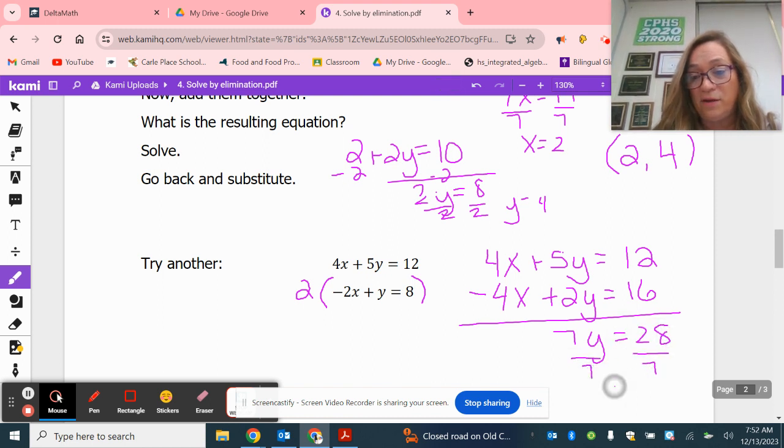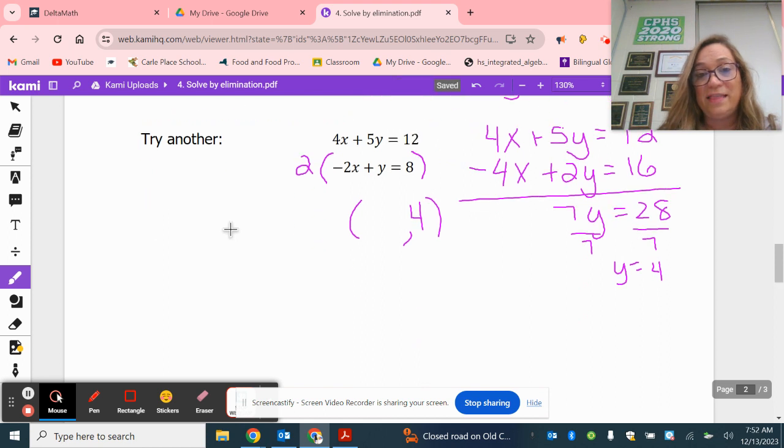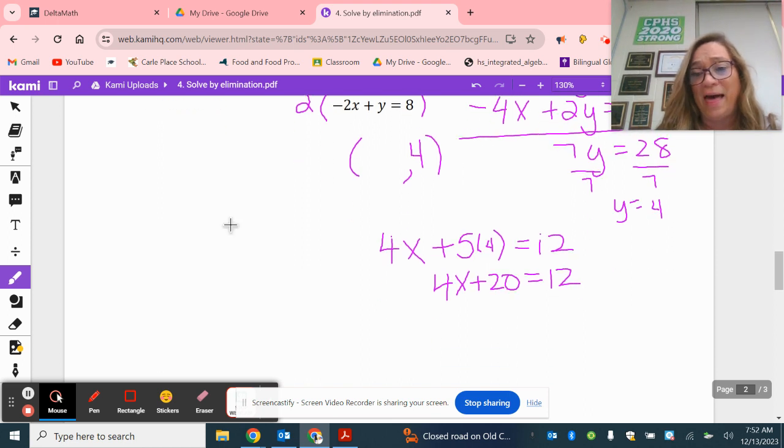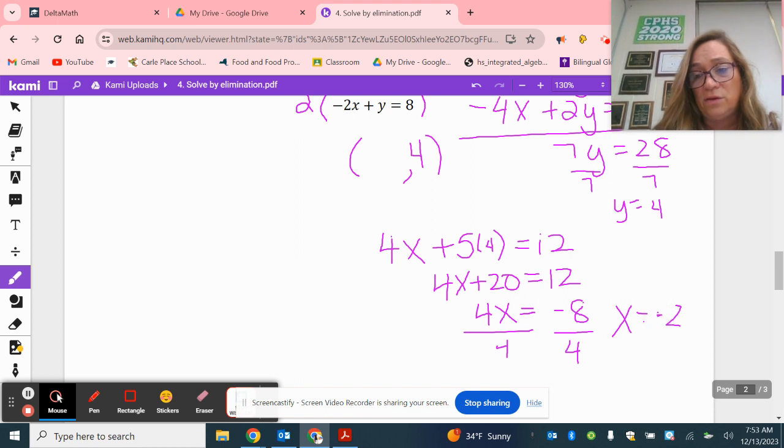Divide by 7, and y equals 4. That's the second part of my ordered pair. I do need to go back and find the x. And you just find the x by substitution. So I'm going to use 4x plus 5 fours, which is really 20. And if you feel like going straight to the 20, you're good with that. Anything that's considered simple math, you are absolutely allowed to do in your head. That becomes -8 by subtracting the 20 from both sides. And then I get x equals -2. So that's the other part of my ordered pair.